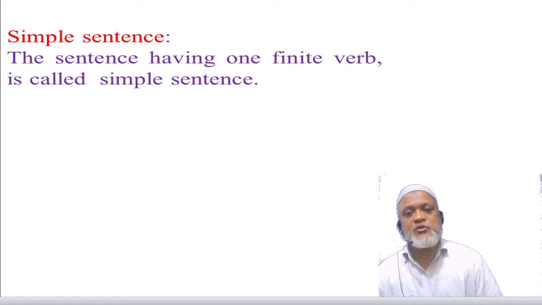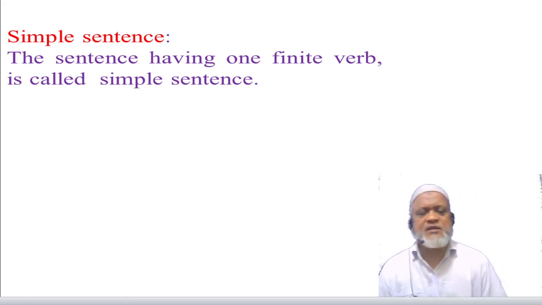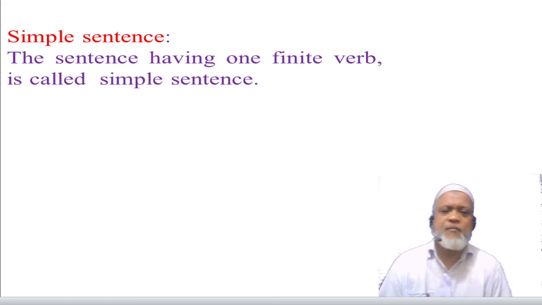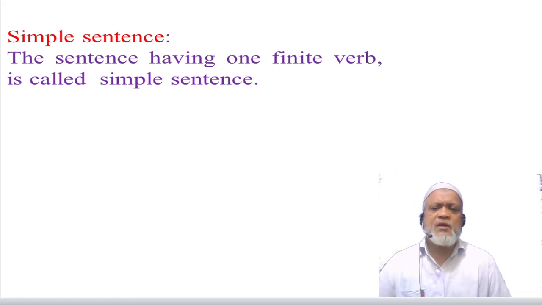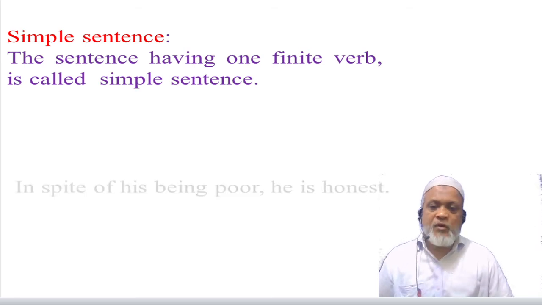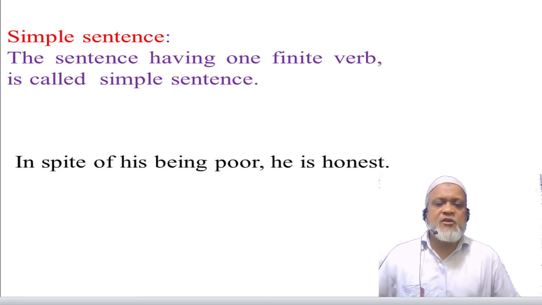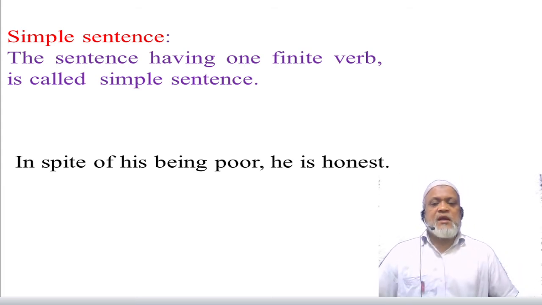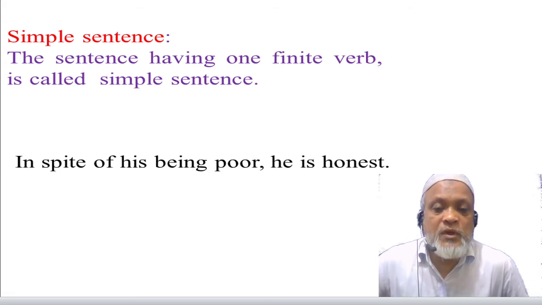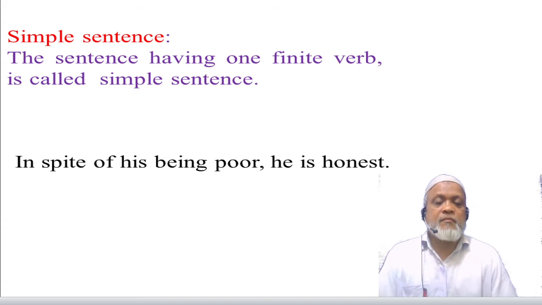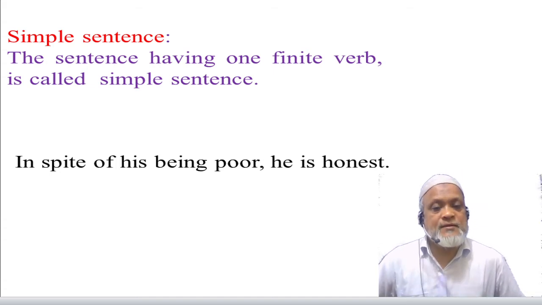discuss simple sentence. Simple sentence is a type of sentence which has a finite verb. We can say the sentence having one finite verb is called simple sentence. For example, in spite of his being poor, he is honest. It is a simple sentence. In this sentence, there is a finite verb, that is, is. Is is treated here as a finite verb.